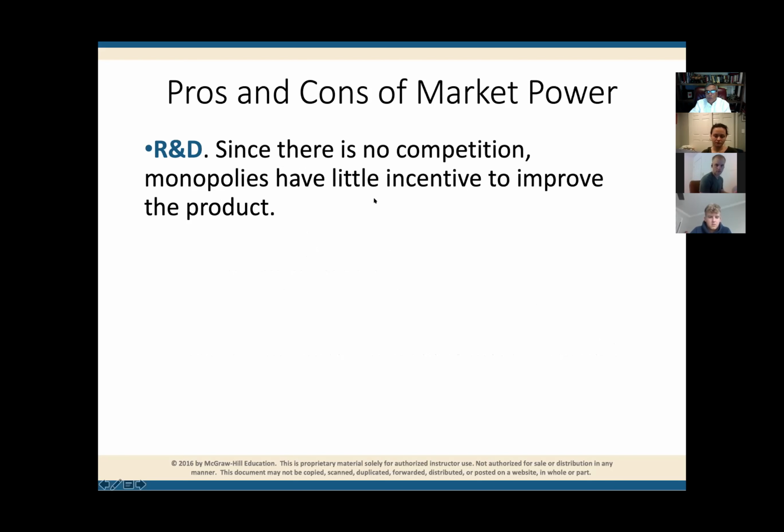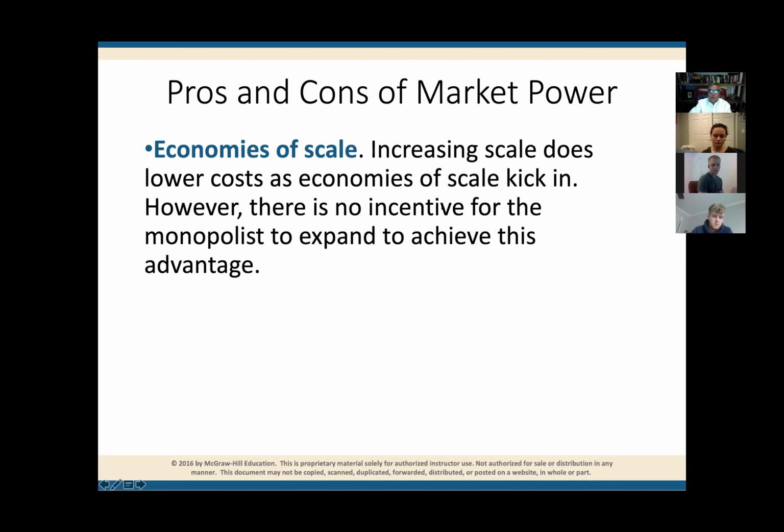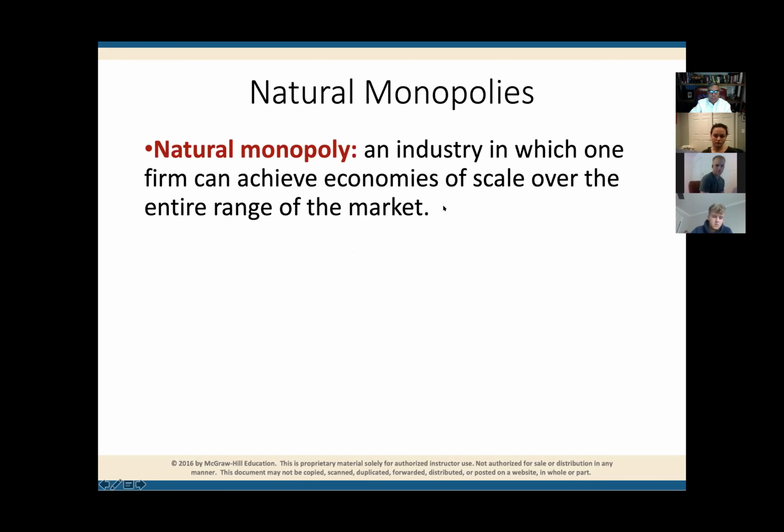There's little incentive to improve the product. And the reality is that inventions and innovations don't come from big companies. They come from little companies. As a matter of fact, I don't know if the book mentioned this information, but 80% of all new innovative products come from companies that have less than 20 employees. Less than 20 employees. So again, this is the issue of competition.